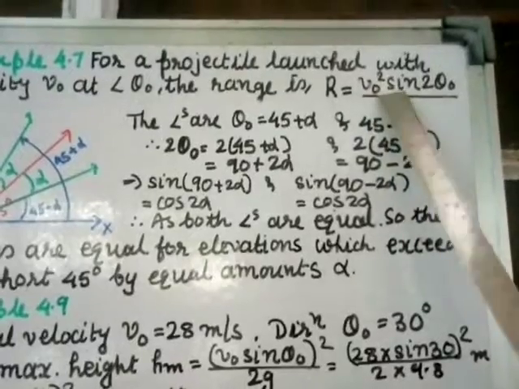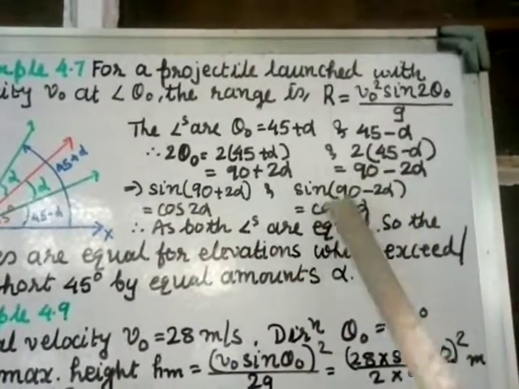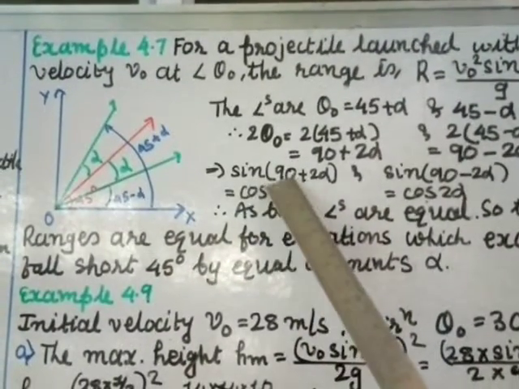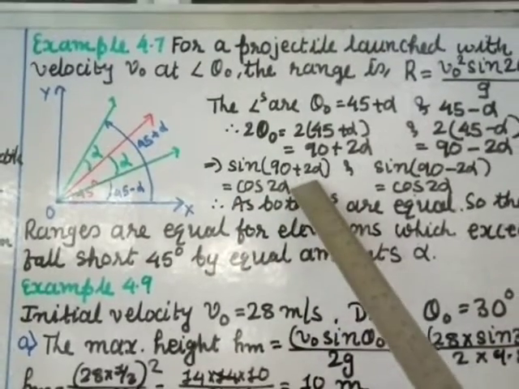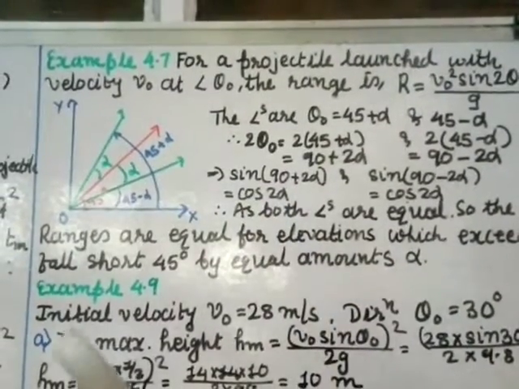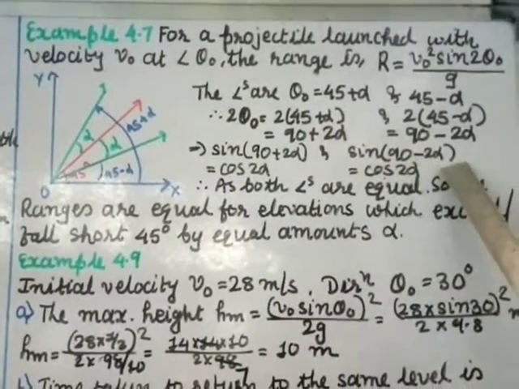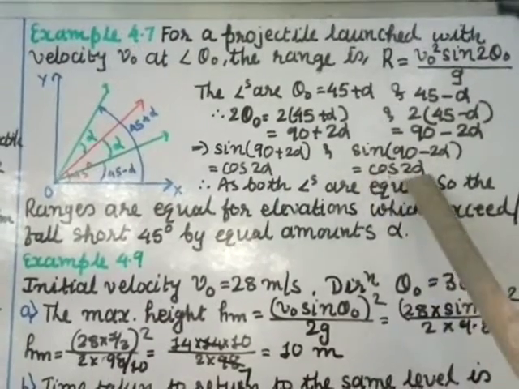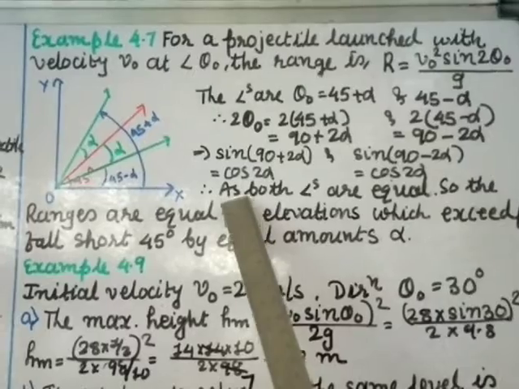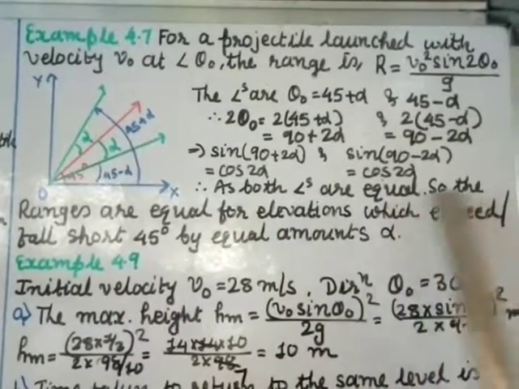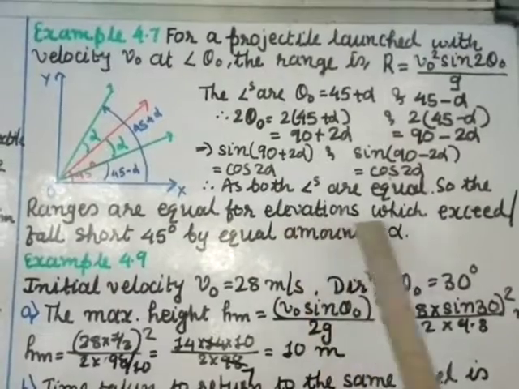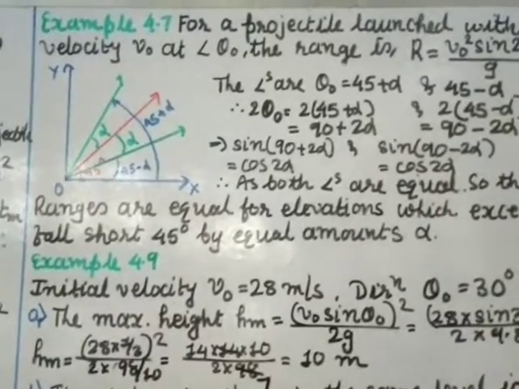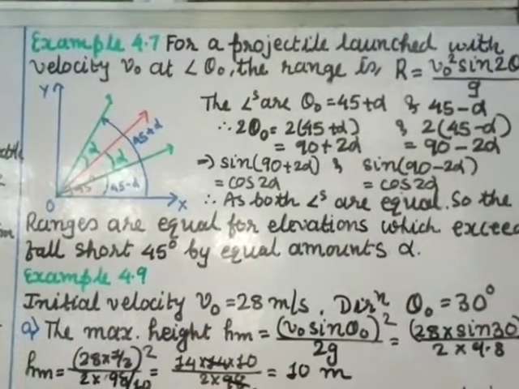Now I have to write the sine. If you take sine of this angle and sine of this angle, we know by trigonometry that sine of 90 plus 2 alpha becomes cos 2 alpha. This is in the second quadrant and sine is positive, so this also is positive. Similarly, sine of 90 minus 2 alpha is in the first quadrant, where sine is positive, so you can write it as cos 2 alpha. So both are the same. Therefore the ranges are equal for elevations which exceed or fall short of 45 degrees by equal amounts alpha. So that is the proof of example 4.7.